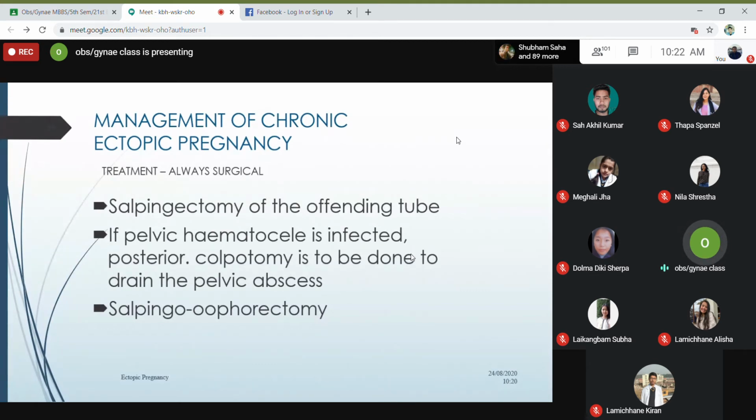And sometimes, if the ovary is very badly adherent to the mass, you can do a salpingo-oophorectomy. Oophorectomy is removing the ovary. But please don't write this in your answers. If you write an oophorectomy, then you're going to get 0 for that, because you are never going to remove the ovaries for an ectopic. But in very few situations where the ovary is very badly adherent to the mass, we have no choice, but we do it. But for you people, you only have to know that we do a salpingectomy. Okay, so we just remove the tube.